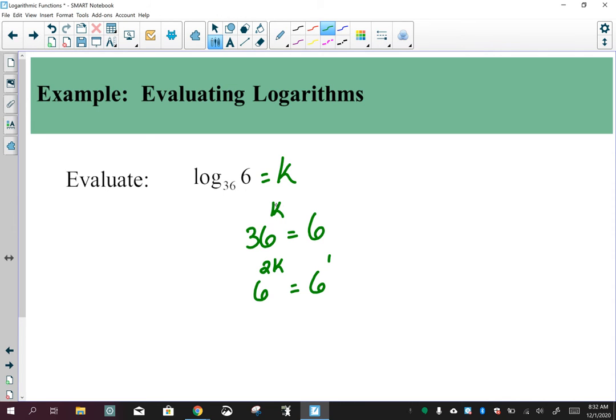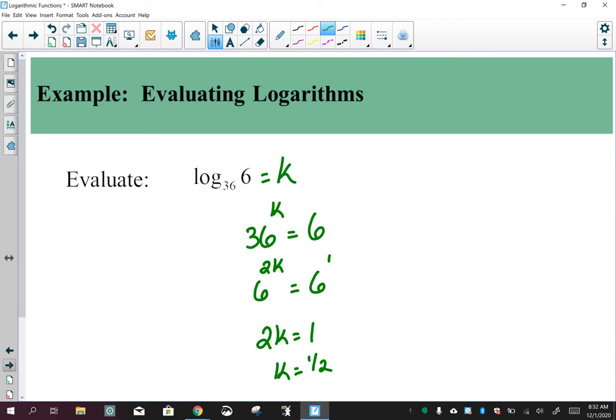And since I already know I've got that k sitting here and I know I can rewrite 36 into 6 squared, that's where this 6 to the 2k comes from. Again, I have my bases that are the same, so I have 2k is equal to 1. So my k is equal to 1/2. And if you think about it, that makes sense because what's the square root of 36? The square root of 36 is 6.